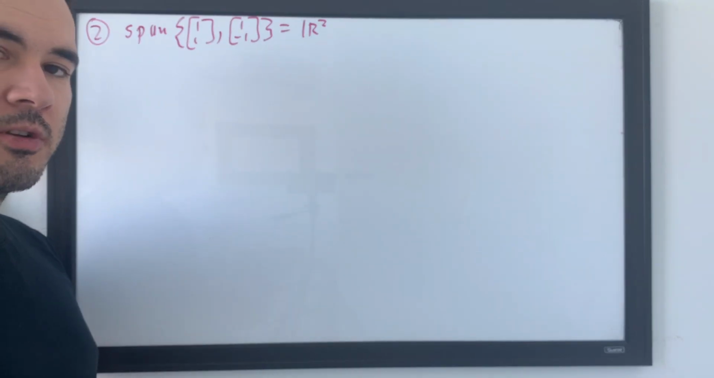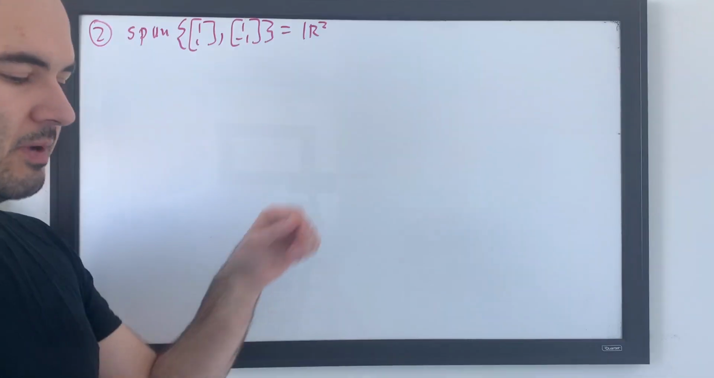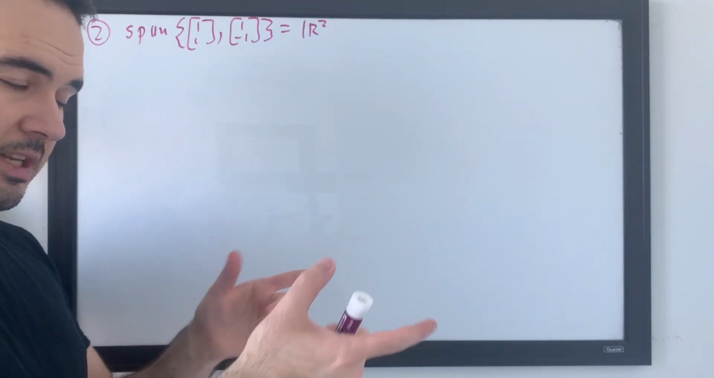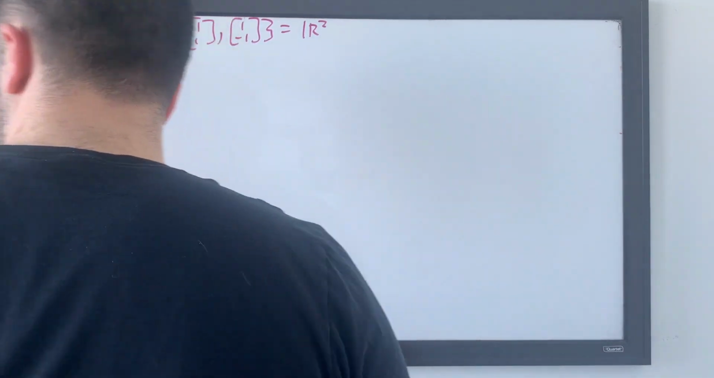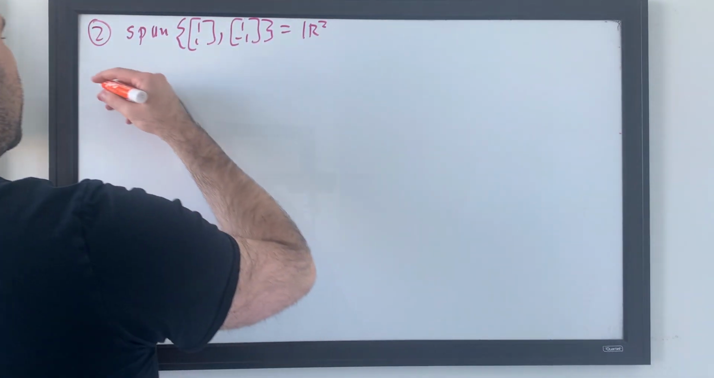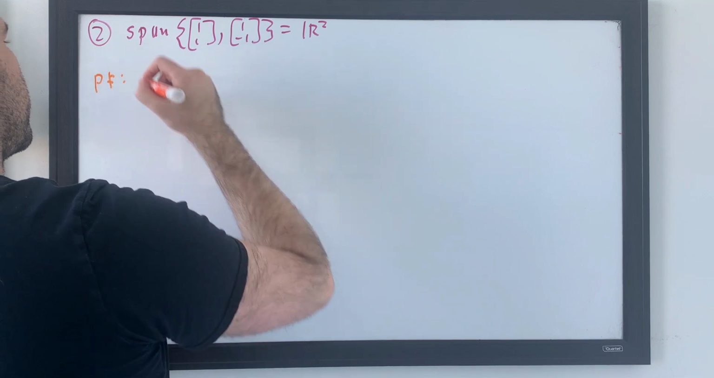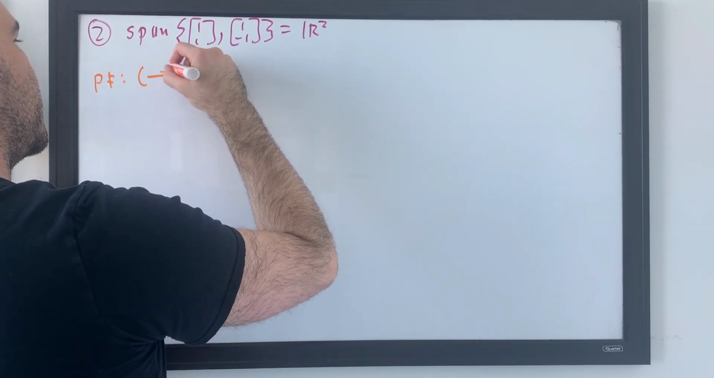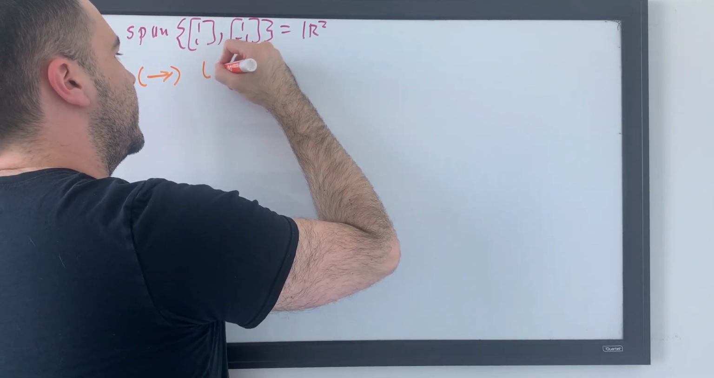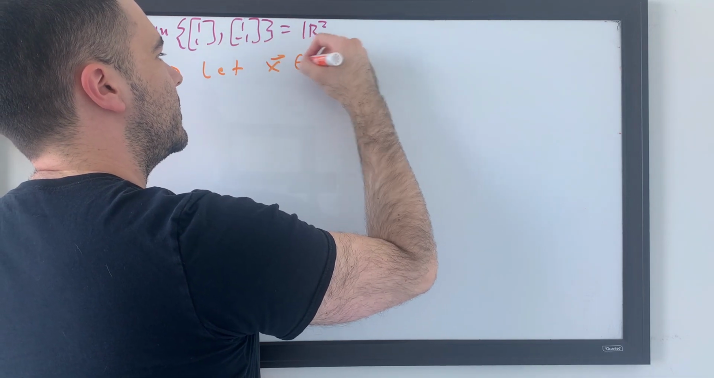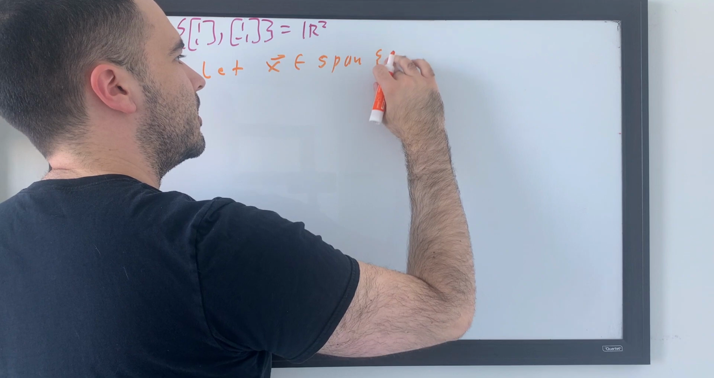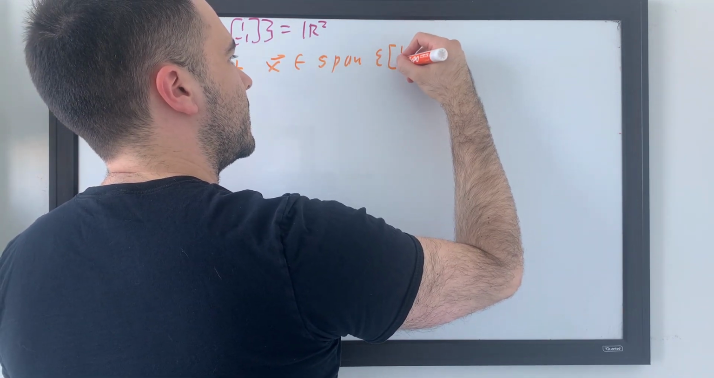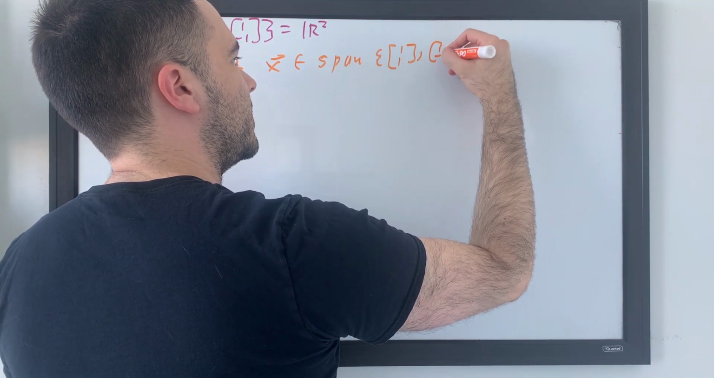Okay, so now similar to the other proof we did before with two spanning sets being the same, we now need to do both directions for this one. So proof. We'll do the forward direction first. So we'll say let x be within the span of (1, 1) and (1, minus 1).